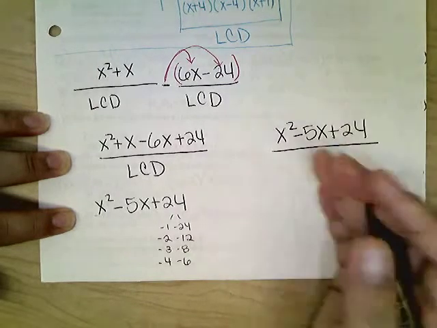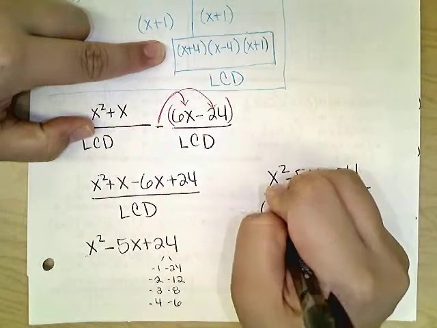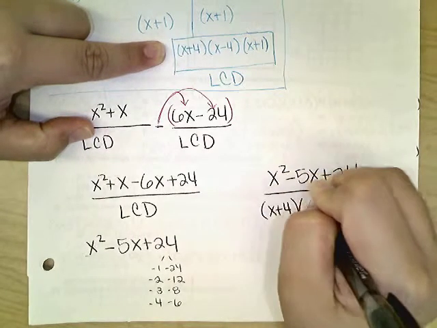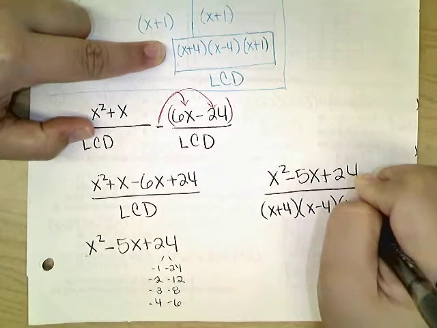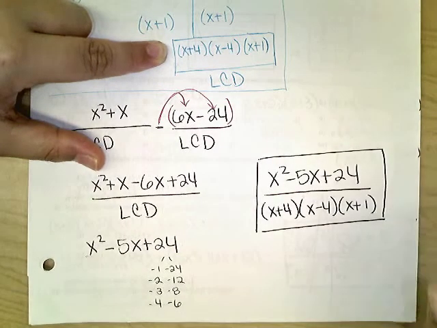And now we're actually going to write in our common denominator up here of x plus 4, x minus 4 times x plus 1. Completely simplified.